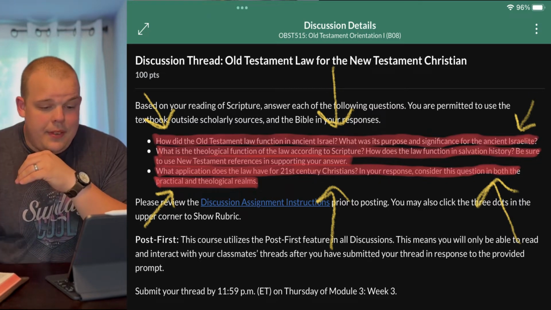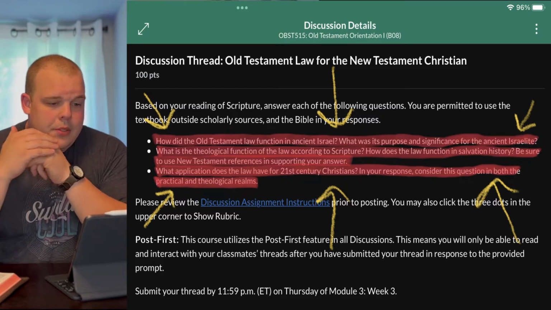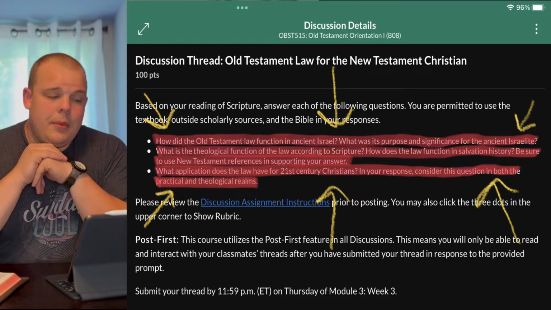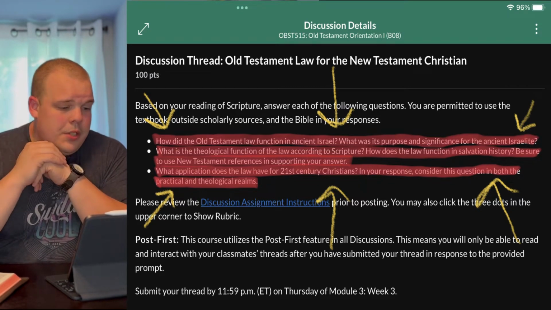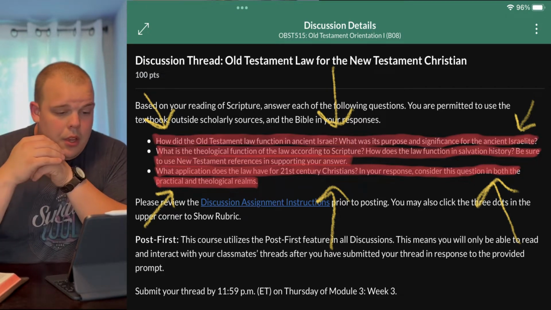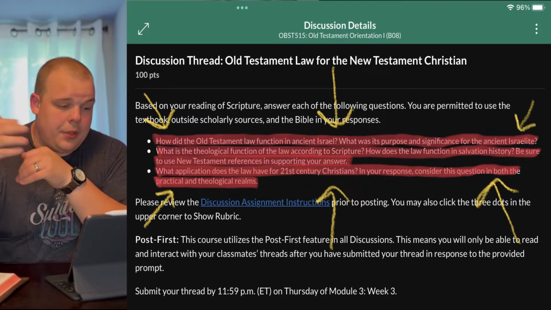And you can see there that there's a series of several questions, and this is, of course, the graduate level. This is a 500 level Old Testament class at Liberty University. And the questions are: how did the Old Testament law function in ancient Israel? What was its purpose and significance for the ancient Israelite?